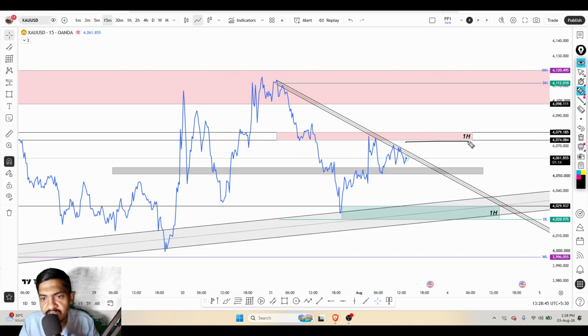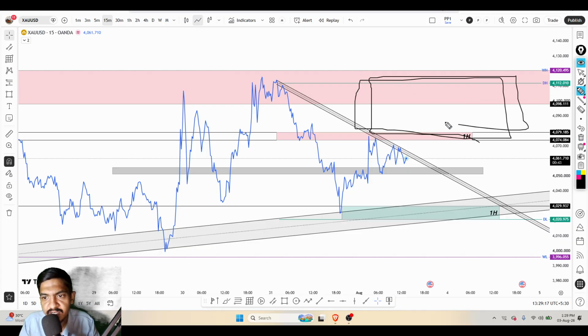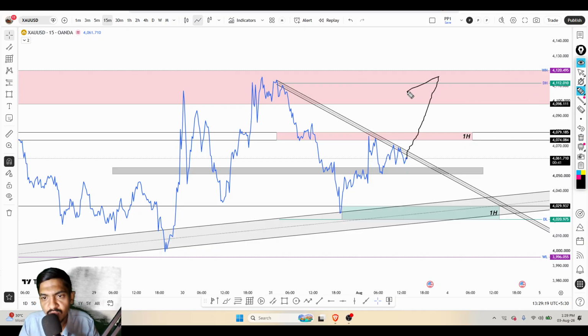So wait for this level. There might be a movement like this. This breakout could be a fake breakout and the market might continue downwards. We don't know anything, so you wait for the trend line breakout. You wait for the reaction on the 1 hour resistance, and once we break this, after retracement you carry on until this level. You have a few pips to earn here, a 200-300 pip range. That's the only range for the buy side.